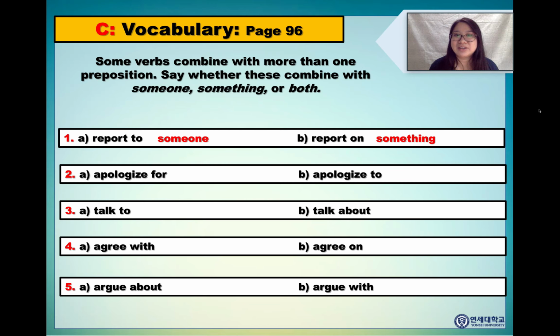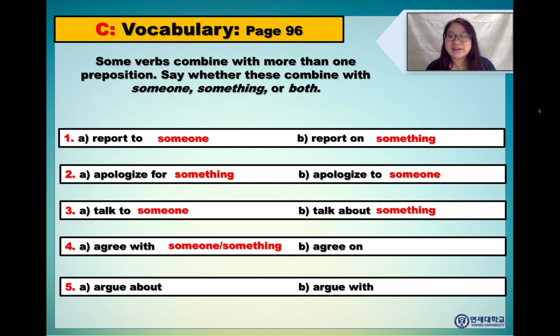A, we apologize for something that we did, and we apologize to a person. 3A, we talk to someone and talk about something. In casual conversation, we can talk about someone, but this is considered pretty rude and we shouldn't do this in a workplace environment. Number 4, agree with someone or something.